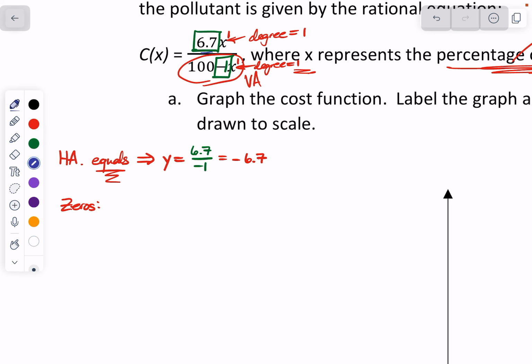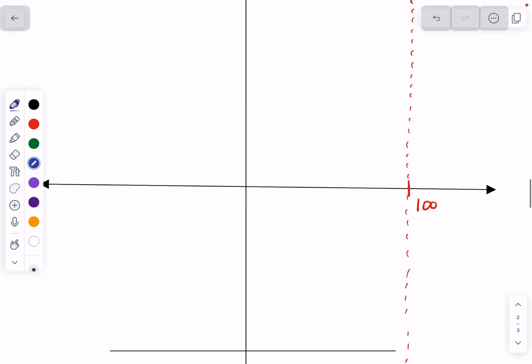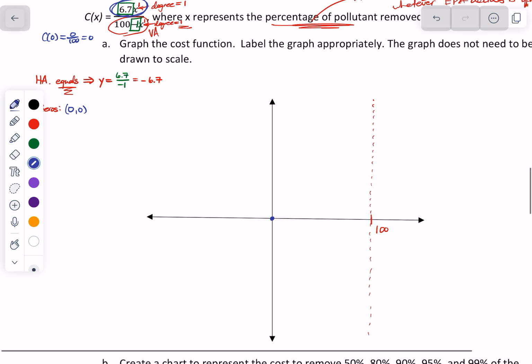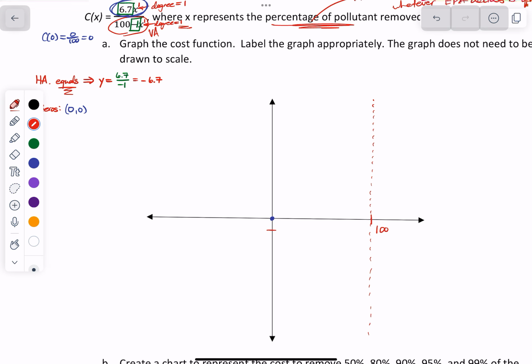I also notice that I have a 0 for my function. So keep in mind the zeros occur in the numerator, right? So when is the numerator equal to 0? That happens exactly at 0, comma 0, right? If I actually plug in 0, I get 0 divided by 100, which is equal to 0. So I know I have to go through this point, and I also know I have that horizontal asymptote at -6.7. So we're going to draw that.